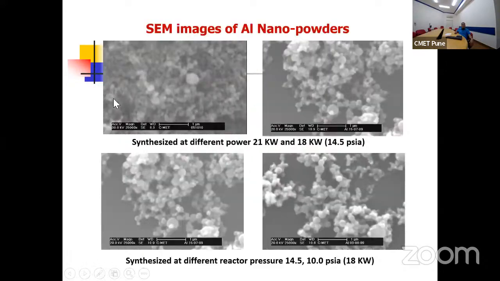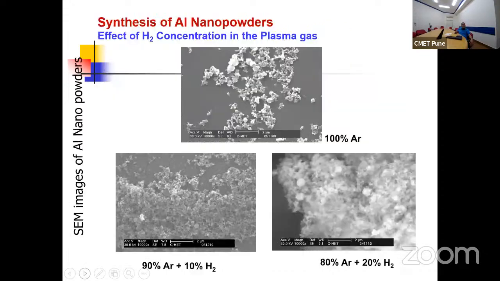So these are the synthesized nano aluminum powders at different powers, 21 kilowatt and 18 kilowatt, and under different pressures. One can see here most of the particles are in the nanometer range. And we have also studied the effect of hydrogen dilution. One can see with the 20% hydrogen dilution, particles are going down further.